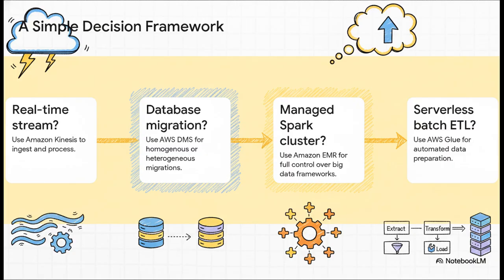So here's a little mental flowchart. First question, is my data a real-time stream? If yes, you're going to want Kinesis. If no, ask, am I migrating a whole database? If yes, that's a job for DMS. Still no? Next question, do I need a custom Spark or Hadoop cluster? If that's a yes, then you're looking at EMR. And if you've answered no to all of those, and what you really need is just serverless automated ETL for batch files, well, my friend, that is the sweet spot for AWS Glue.